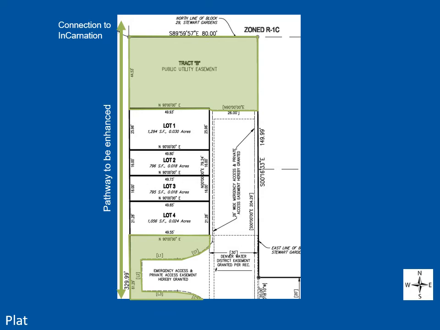This is a view of the northern portion of the plat, which contains one building, lots 1 through 4. It is also adjacent to the pathway, and there's a large 40-foot wide open space area at the northern portion of this site to act as a buffer between the site and the single-family homes to the north.